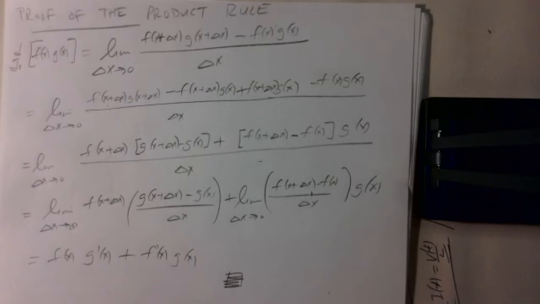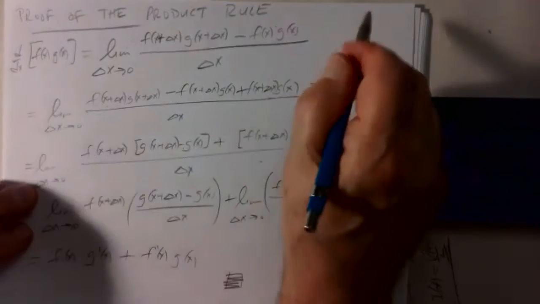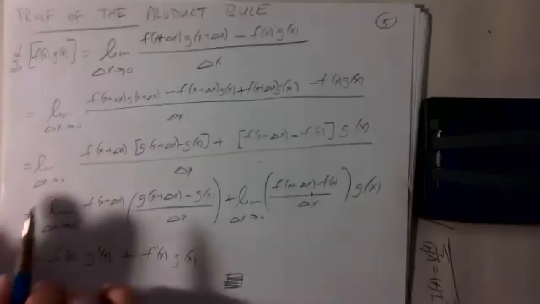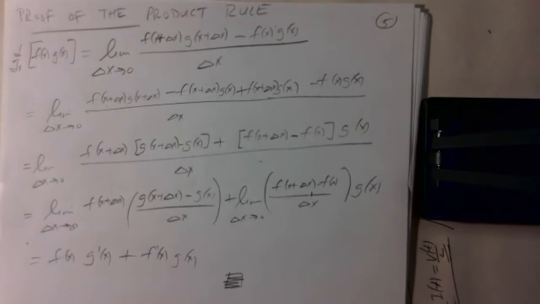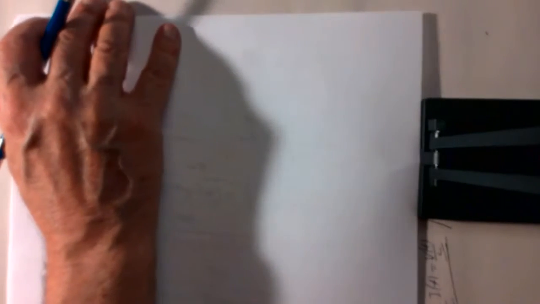Do we have any questions about this? All right. So that's the proof of the product rule. So the product rule is a little more complicated than the addition or subtraction rules for derivatives. And the quotient rule is a little more complicated than the rule for the derivative of the product.